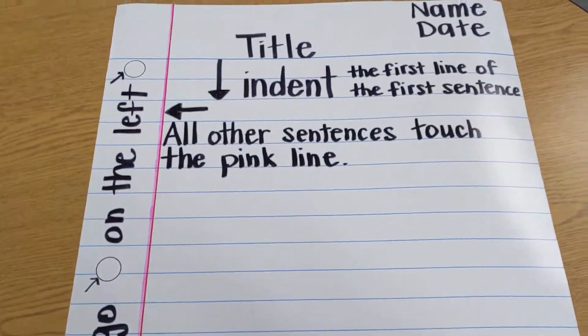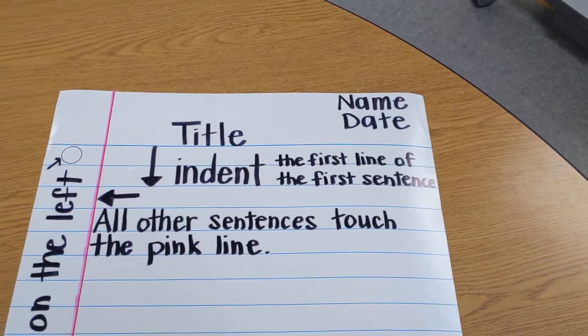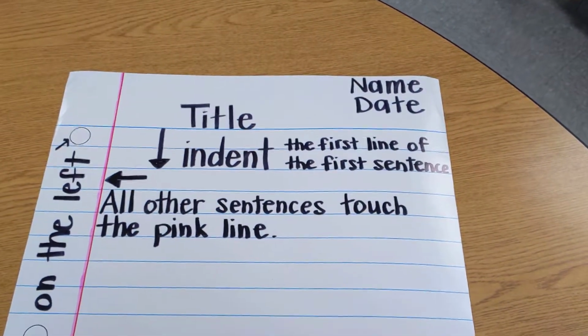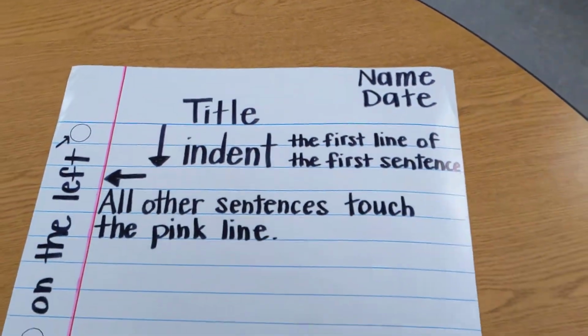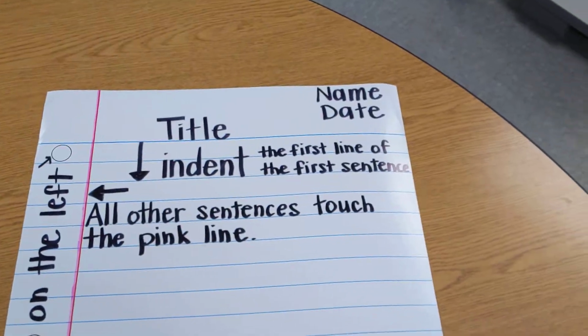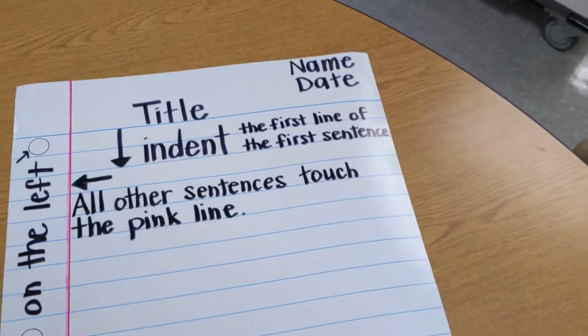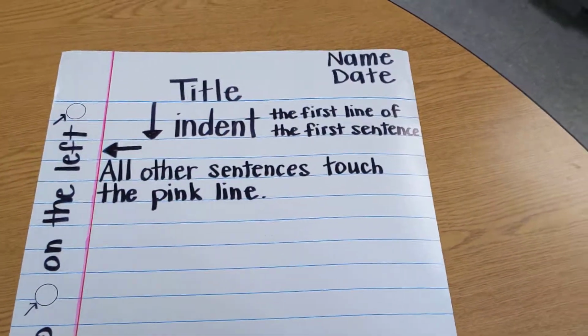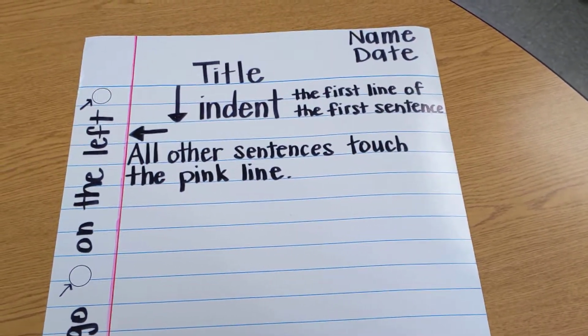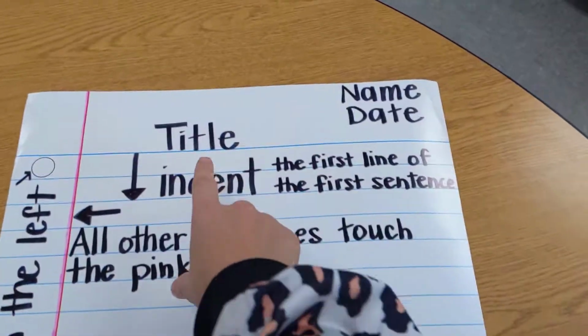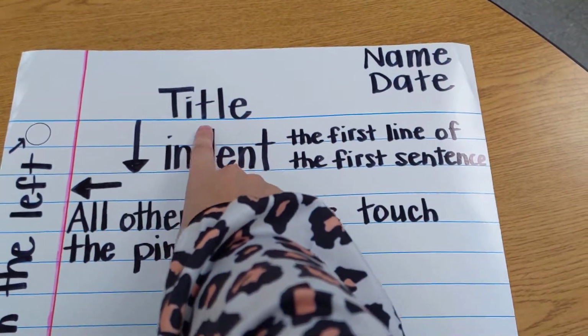All right, and then when you are writing in your journal or a story, it needs to have your name and the date. Always include the date so that you know when you wrote that story. When you're old like me and you look back at journals from when you were in 3rd grade, it would be nice to have the date on it so you can see when you wrote it. All right, then the title goes at the top if there's a title.